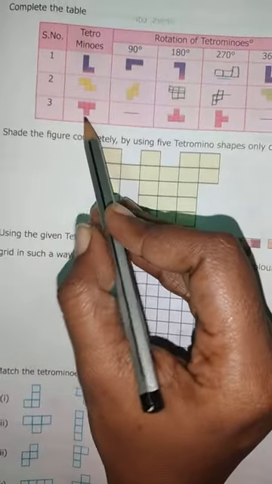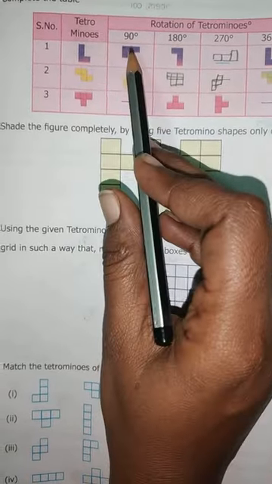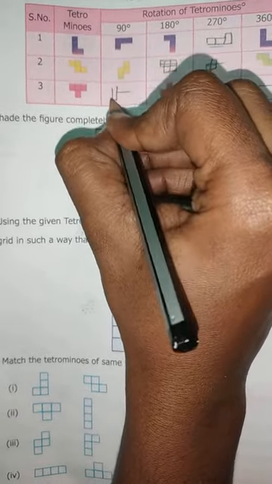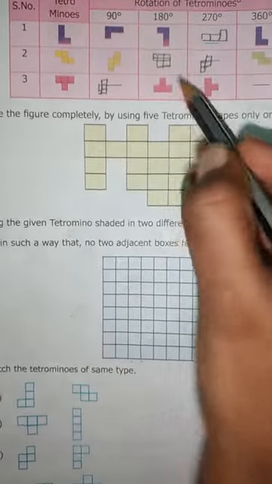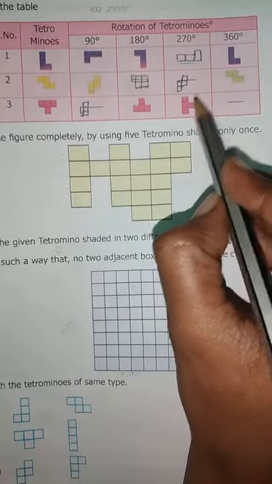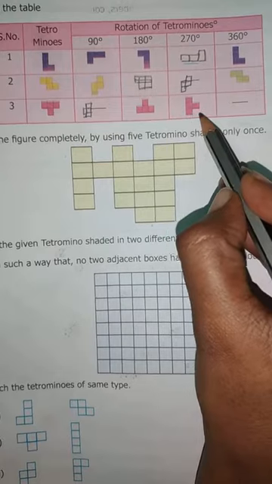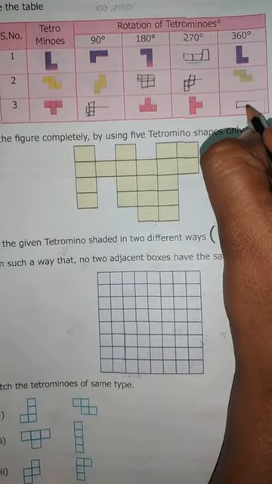In the same way, the third one also, this tetromino is facing downwards. When we rotate for 90 degree, it faces towards your left hand side. If you rotate for 180 degree, it faces upwards. And again, 90 degree we are rotating, that is, the degree of this rotation is 270 degree. It faces right side. Then for 360 degree, it comes to its original position.